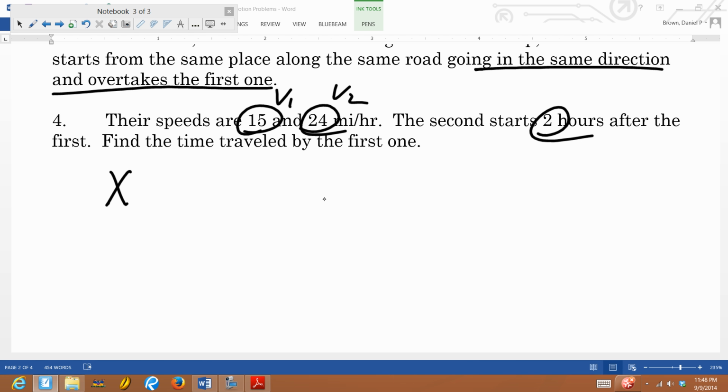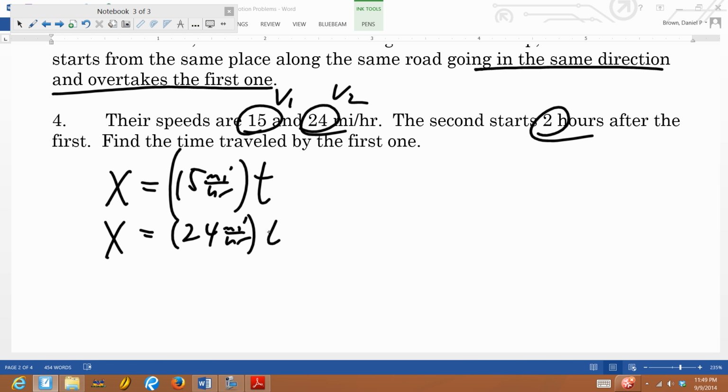So x is again the distance they travel. They're going to have the exact same x, just like the previous problem, because one of them is overtaking the other. So we just say 15 miles an hour. That's again our velocity in the equation, and we'll multiply it by t. We also have another equation for the motion of the second one. It leaves 2 hours later.